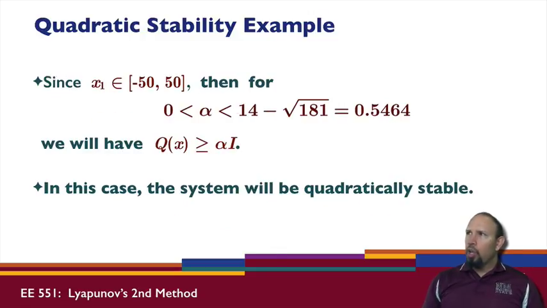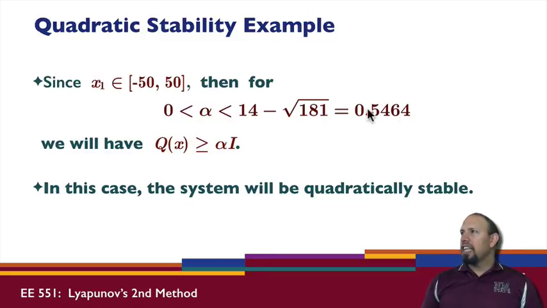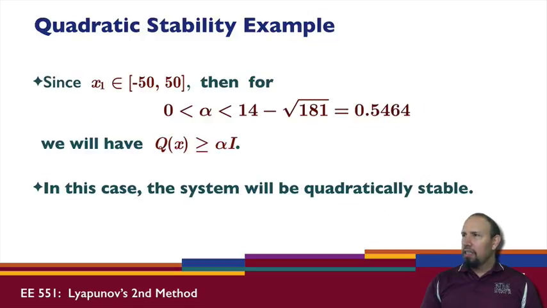Now remember, x1 is local, that is, it's between -50 and 50. So I can try the different values and show that for alpha between 0 and this quantity, coming from here, alpha in that region will satisfy both of these inequalities. Notice that this is less than 4, so 4 minus that is going to be positive. Overall we have this matrix inequality, so the system is quadratically stable. We've proven that it's not only stable, it's quadratically stable.